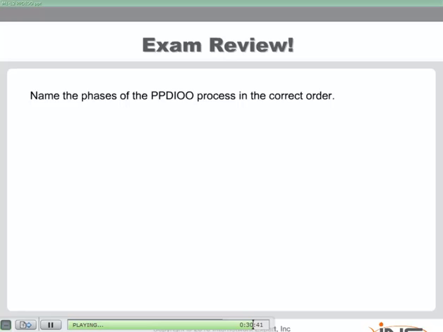So, this is an area when it comes to memorizing things like this where flashcards can really come in handy, right? Flashcards, either electronic or paper-based, can really help us. We know it's prepare, plan, design, implement, operate, and optimize. And we know our focus in this course is going to be on preparing, planning, and designing, but we'll have awareness of all cycles of this particular life cycle by the time we're done with this course.